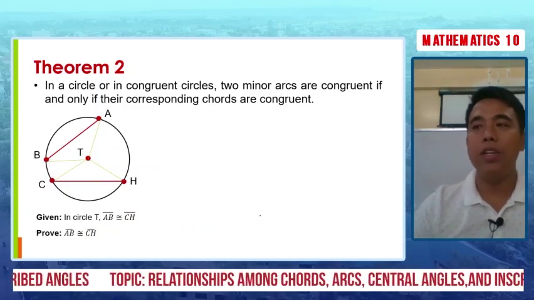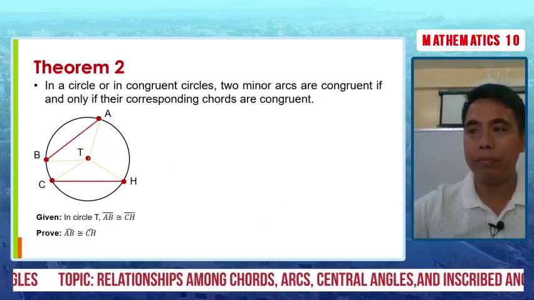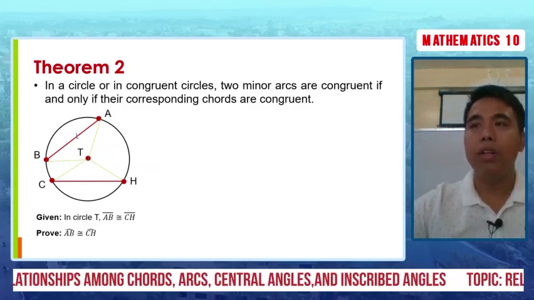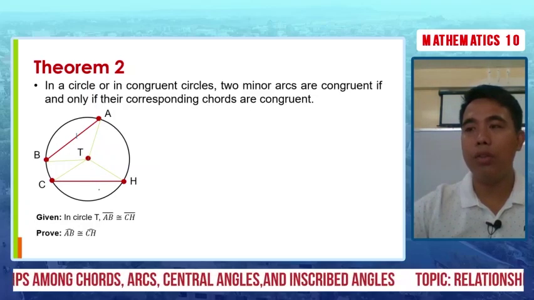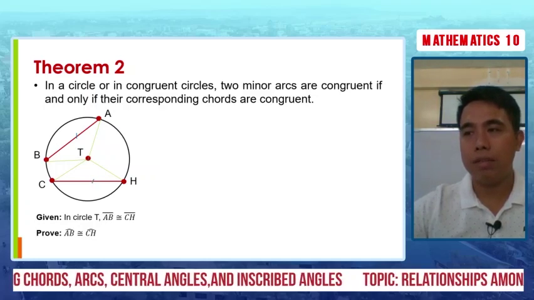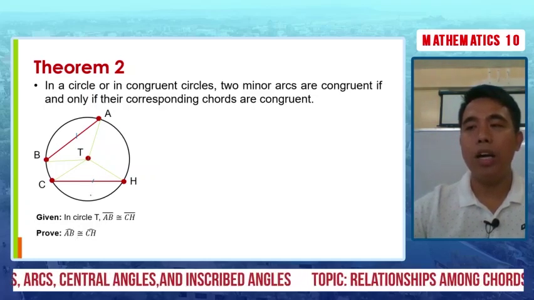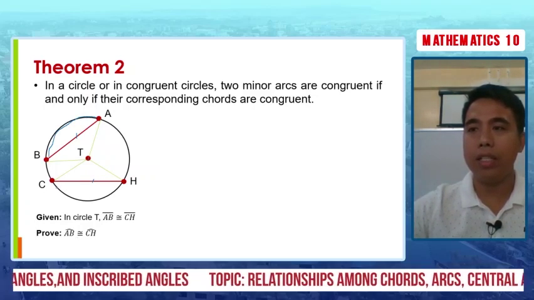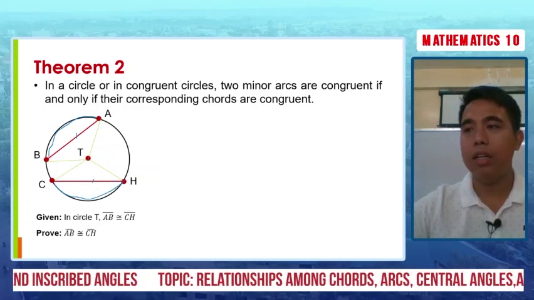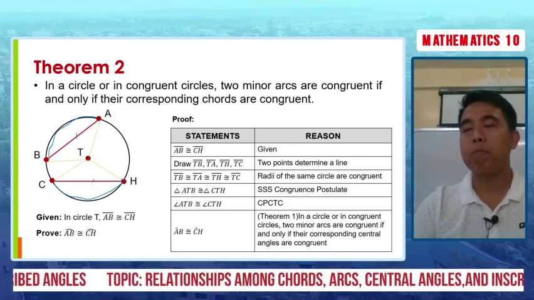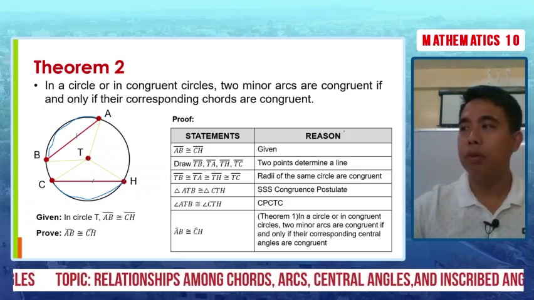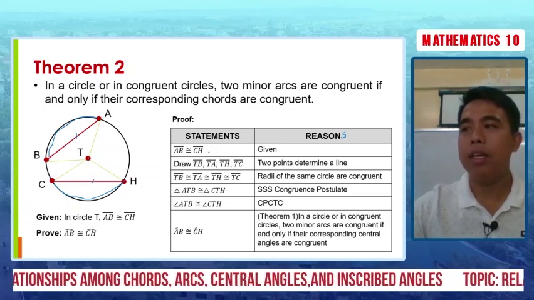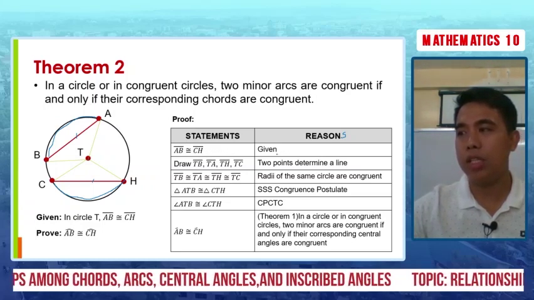The given is circle T. It says here that chord AB, this segment AB, is congruent to chord CH. We need to prove that arc AB, this arc, and arc CH, this arc, are congruent. This is the proof, statements and reasons. Segment AB is congruent to segment CH, that is given.